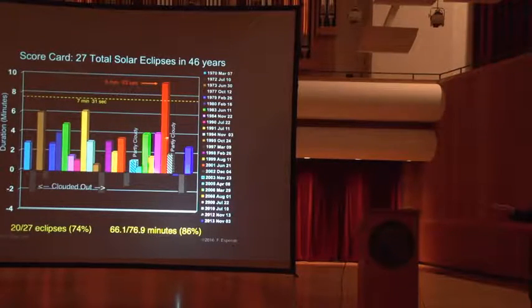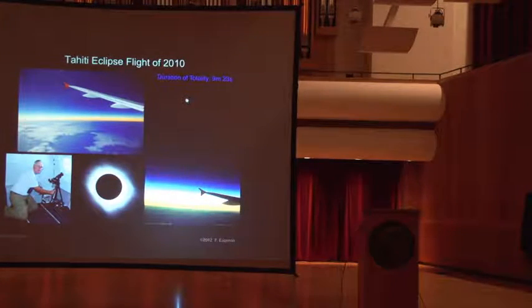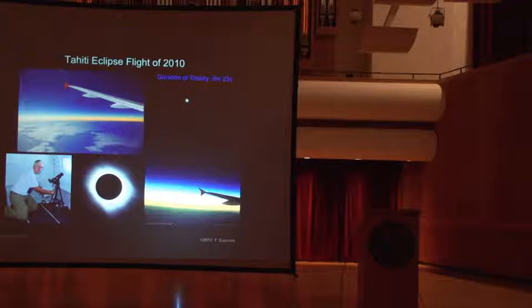So you might ask, well, what about this one? Why is that 9 minutes and 23 seconds? That's longer than you can possibly see on the surface of the Earth. Well, we cheated. We chased the shadow in an aircraft out of Tahiti back in 2010. And that's the longest eclipse I'm sure I will ever see, almost 9.5 minutes.